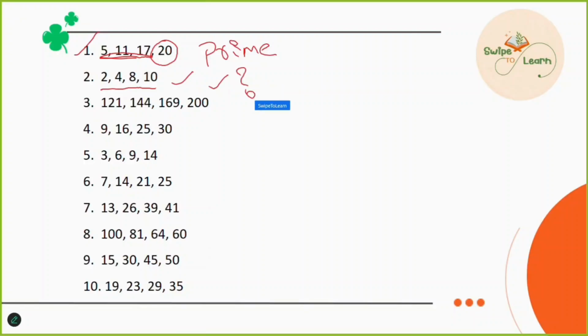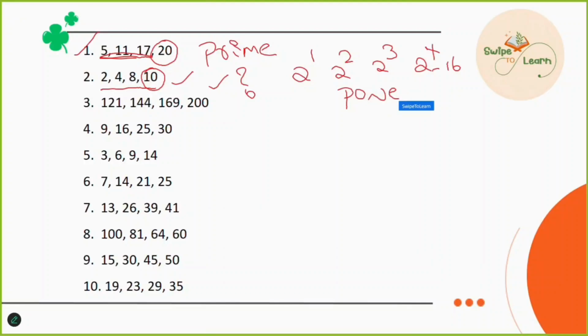Yes, 2 power 1 is 2, 2 square, 2 cube, and 2 power 4. So 2 power 4 is 16, but we got an option of 10. So 10 is the odd man out. So here, what is the rule we used? We used powers. So powers of our numbers. So this is the odd man out.